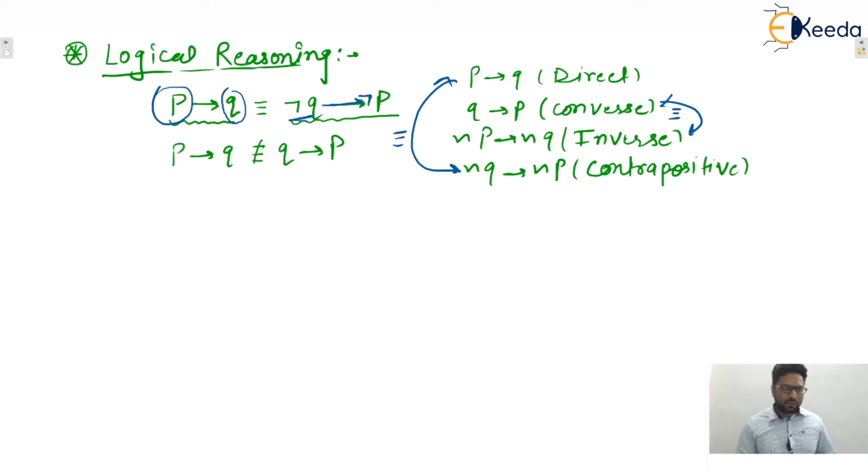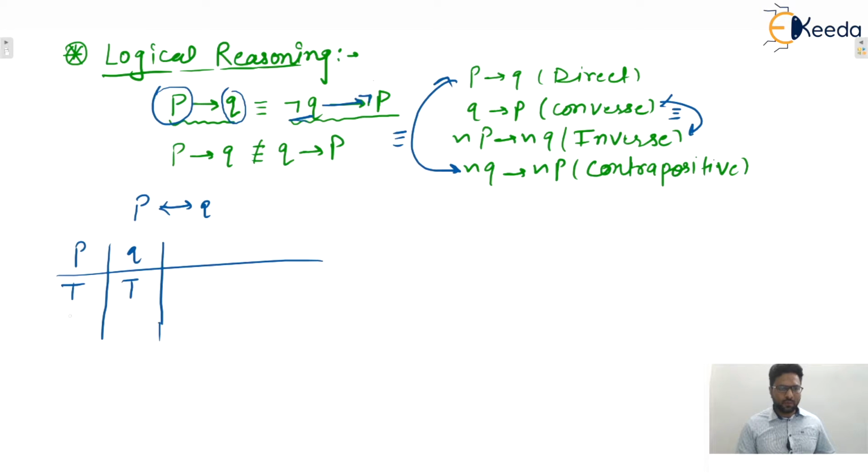Next, P biconditional Q. You know very well what the truth table of P biconditional Q is. Let's say two variables are there, P and Q. So four possibilities are there: true, true; then true, false; then false, true; and the final one, false, false.